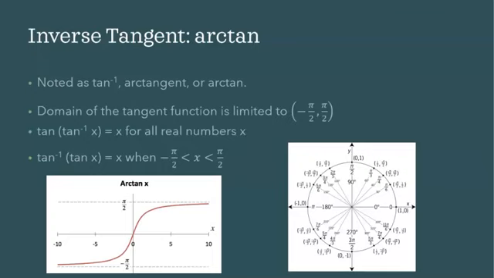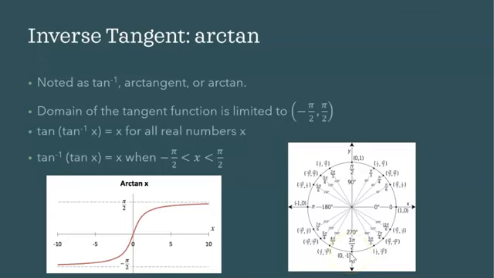Hi everyone, and welcome to part 2 of Pre-Calculus Lesson 5.5, Inverse Trig Functions and Their Graphs. So we're looking at inverse tangent next, which is also known as arctangent. Now, just like with the other ones, we need to limit the domain. And this domain is going to be from negative pi over 2 all the way to pi over 2. So it is the right side of the unit circle.